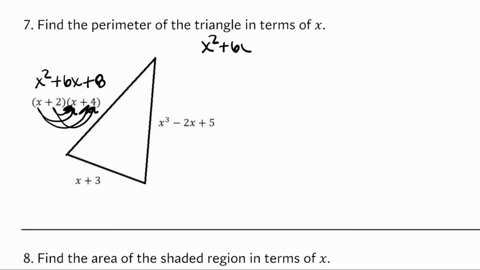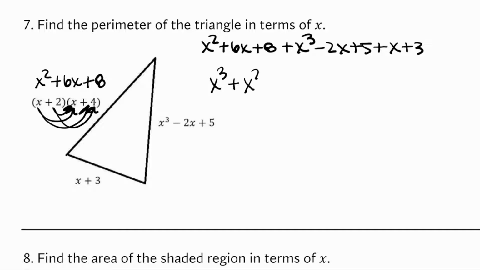So I got x squared, 6x, and positive 8, plus x to the 3 minus 2x plus 5, and then plus an x plus 3. Right, and then I will combine like terms. X to the 3 is the highest power I'm seeing. In terms of x squared, I'm only seeing that 1. X's, I've got 6x, negative 2x, plus x, so that would be 5 x's in total. And then the numbers, I've got 8 plus 5 is 13, plus 3 would be a total of 16.